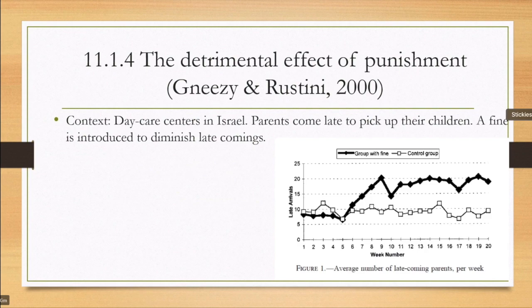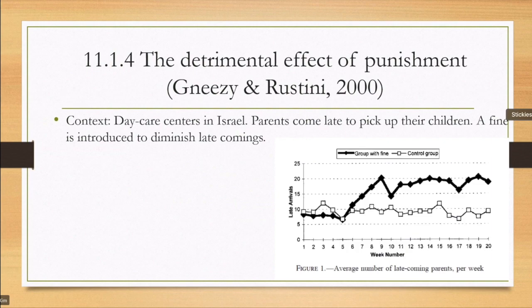So here we see also how punishment can be very bad for certain things. What you see here is that a daycare in Israel had a lot of latecomers, and they introduced a fine for people if they came late. And the group with the fine came late even more than the other group. So fines can also be perceived very differently and have very different effects to what we actually want.